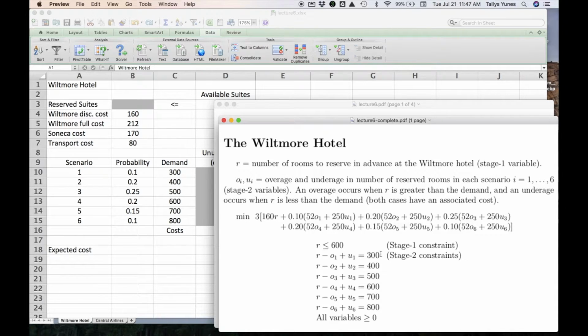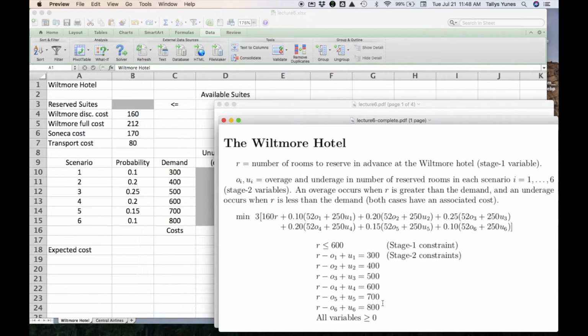And for each scenario, I'm going to have one constraint. So this one constraint here is the constraint for scenario 1 in stage 2. That is to say, capture the over-under if the demand was 300 people. For scenario 2, I also have to capture the over-under in case the demand was 400 people. Notice that I have not a single O, I have 6 of them, because depending on the scenario I am facing, I will have different overages. Likewise, for the underages, I need one of them per scenario. So each of these 6 formulas here are the constraints of each of the 6 scenarios.